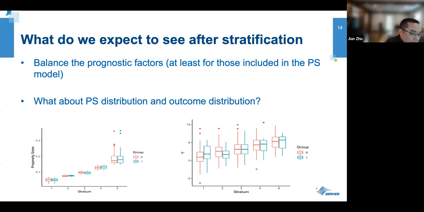On the left side is a plot for the propensity scores. The greenish one is for the trial arm, and the red one is for the external arm. After the propensity score stratification, you can see that the propensity scores are much closer across the two data sources within each stratum. So that indeed achieves the goal. On the right side is the impact on the outcome distribution. Within each stratum, you can see that the outcome distributions are also much closer. However, they do not exactly match. There is still a small imbalance within certain strata, especially the strata with low propensity scores. This is also because of the way we group the propensity scores according to the quantiles.